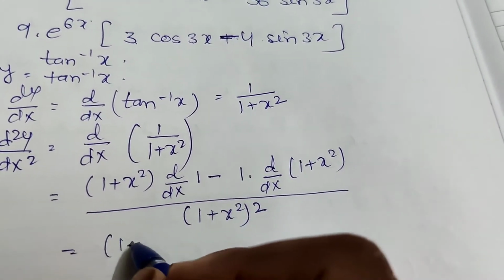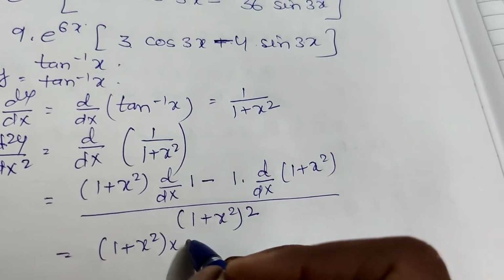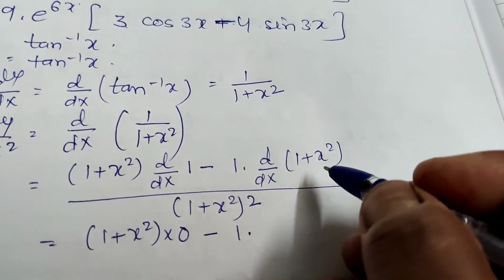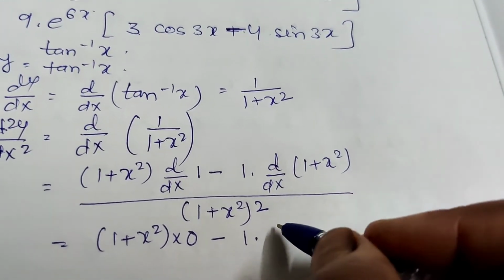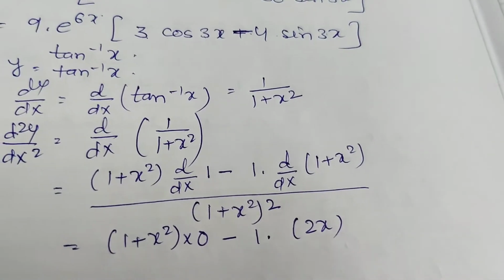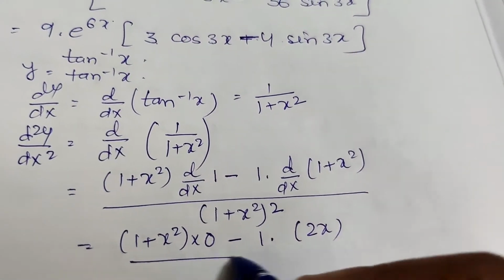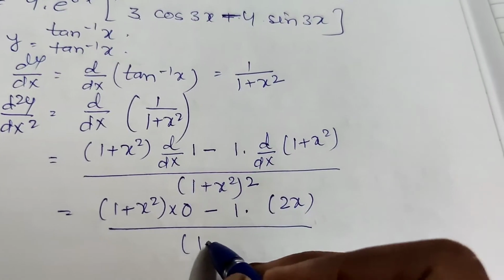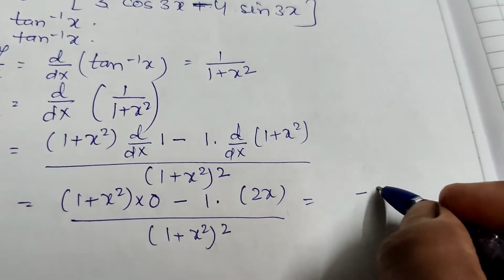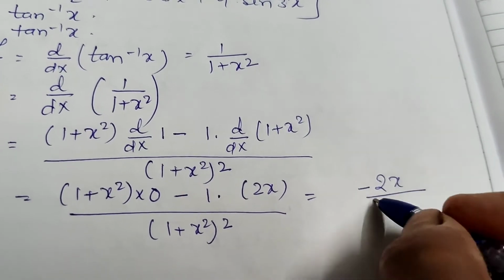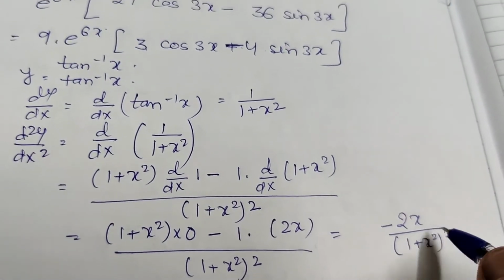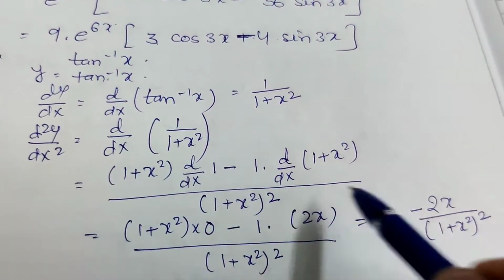1 plus x square, and differentiation of 1 is 0, minus 1. Differentiation of 1 plus x square equal to 2x. It is equal to 2x, divided by 1 plus x square whole square. The final answer is minus 2x upon 1 plus x square whole square. This is the double differentiation of tan inverse x.